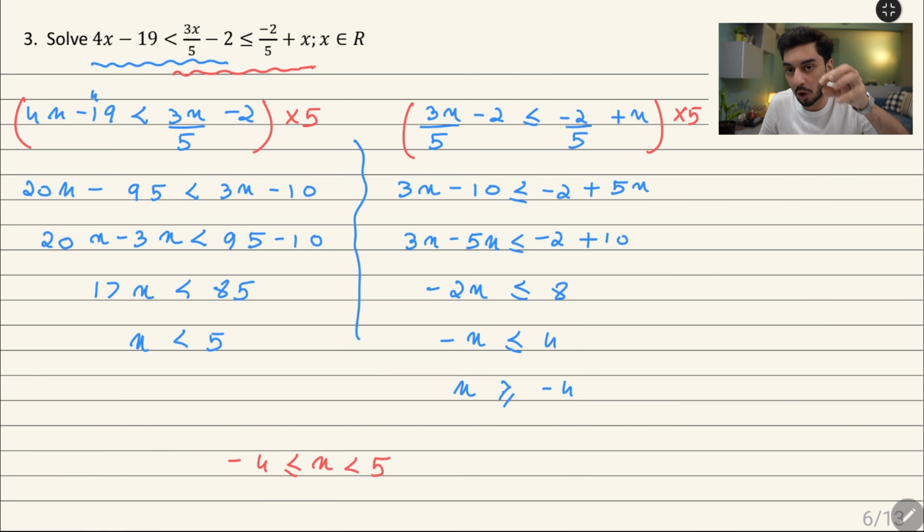Always remember the smaller number comes to the left side and the larger number comes to the right side. Okay, so negative 4 is the smaller number. I'll have to keep it on the left side. 5 is the larger number. It has to stay on the right hand side. Okay, and this is basically my answer. I don't need to represent it on a number line. I don't need to give up a solution set or anything. This is my answer. That's it.